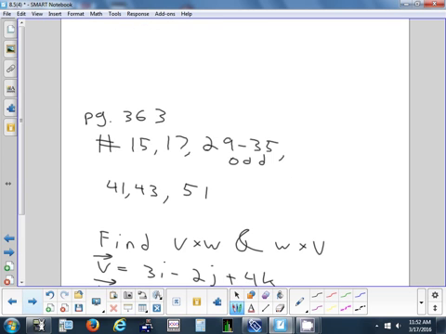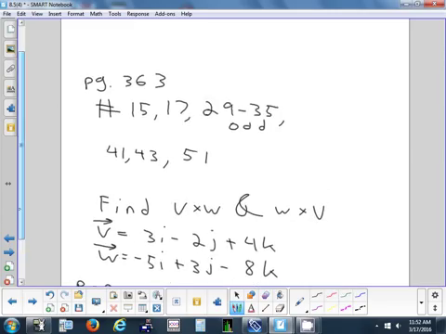All right. Okay, so the homework, most of it's in the packet, but I had to make up one question that's not. Page 363. Try 15, 17, 29 to 35 odd, 41, 43, and 51. And lastly, find the cross product between vectors v and w. And I'd like you to do the cross product both ways. Since we already know the relationship between switching the order, once you find the first cross product, the second one is pretty easy to find.